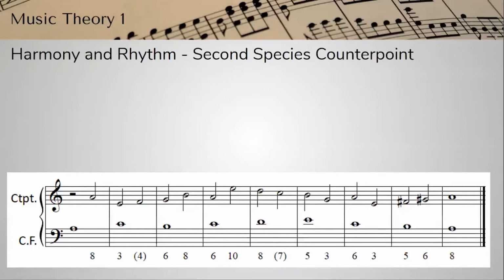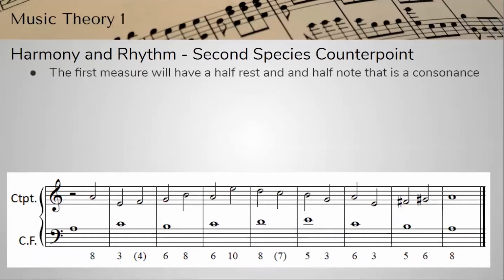All right, so let's talk about the rules for harmony and rhythm in second species counterpoint. So first of all, the first measure will always have a half rest and then a half note that is a consonance. So you can see our first measure here has an A in the cantus firmus and a half note rest in the counterpoint. And then the first note we hear is a consonant octave, another A. Now, since that's the first note, it can be an octave, or it can be a fifth, or it can be a unison. But it will be one of those three, a consonance.